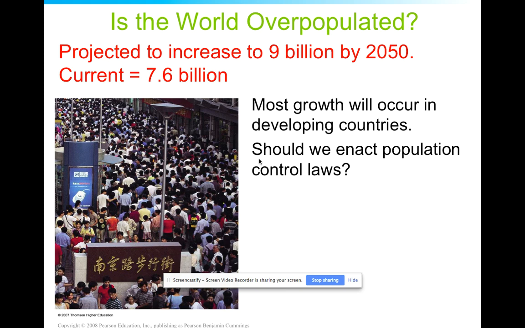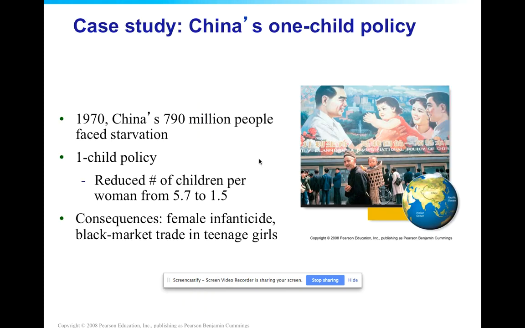And some of them have. An example of a population control law is China's one-child policy. Back in 1970, China had almost 800 million people, and they were facing starvation, plus lots of other problems. So they enacted a one-child policy, which was very successful. It reduced the number of children per woman from 5.7 down to only 1.5, so even below replacement level, which is 2.